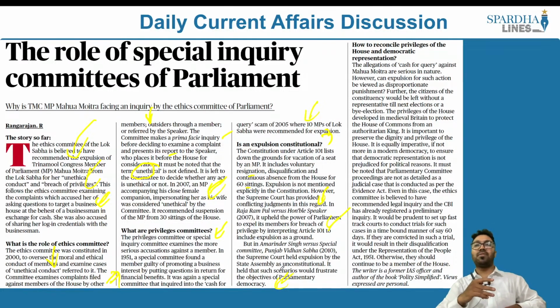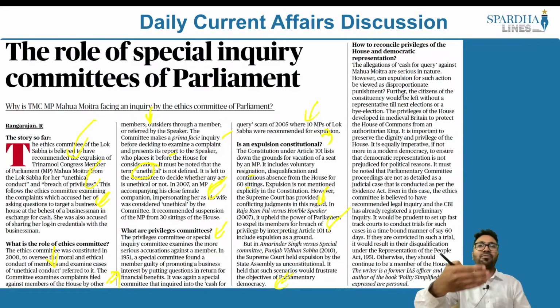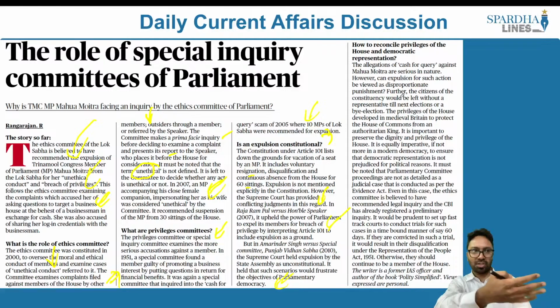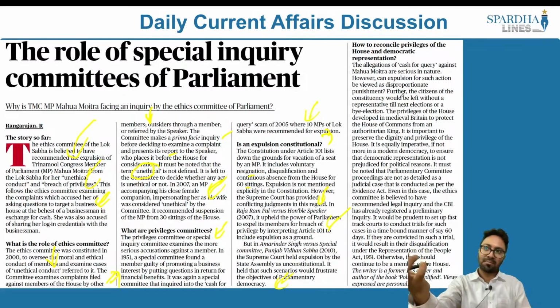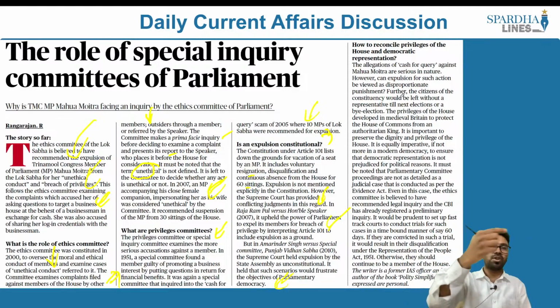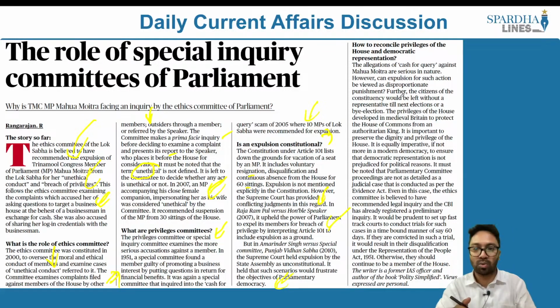So how to reconcile the privileges of the House? The allegations of cash for query against Moitra are serious in nature. How can expulsion for such an action be disproportionate? It is very subjective. So let's say, for example, if at all she is expelled, then what are the likely consequences and ramifications? People have elected her. She is representing her constituency. She would not be able to voice the concerns of her constituency. That's a major issue. What if there is an emergency and some urgency is required? Her presence is required for her constituency so that she can voice her opinion. She would not be able to voice her opinion.